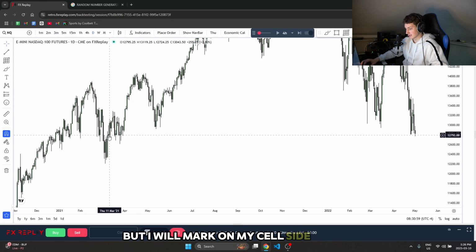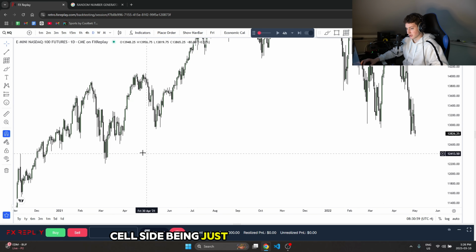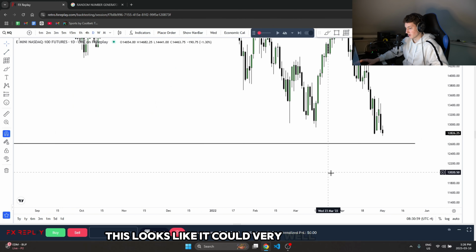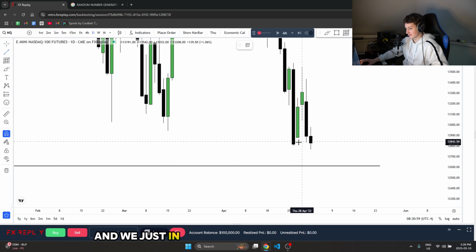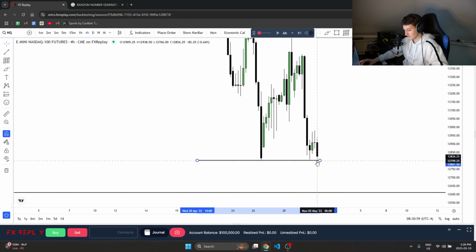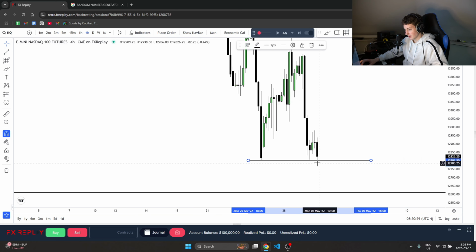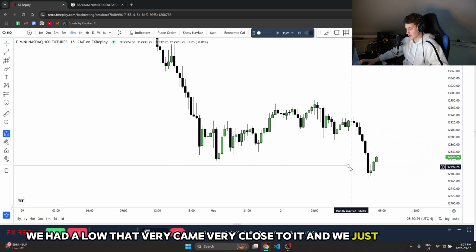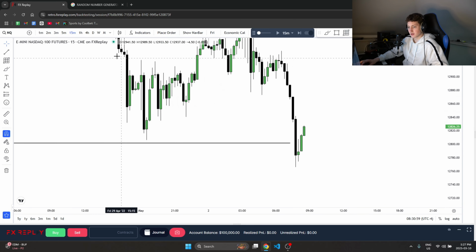But I will mark out my sell side levels. Sell side being just lows that have swept. So I will mark, for example, this looks like it could very well be taken, and we just in fact swept this. So knowing that, I'm going to zoom into the 4-hour time frame here, and pretty much see what the lower time frame is doing. So I have my bias right here. What happened? We had a low that came very close to it, and we just swept that. So we swept relative equal lows. Let's see how we react.